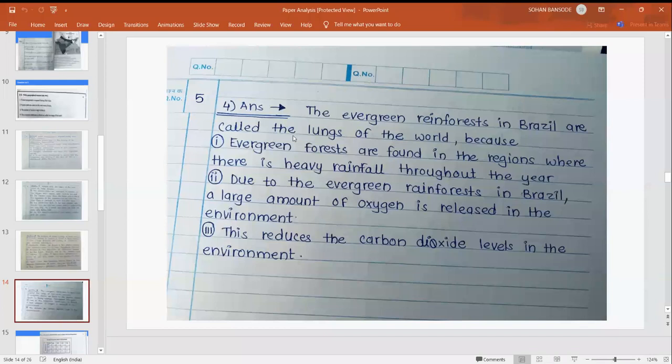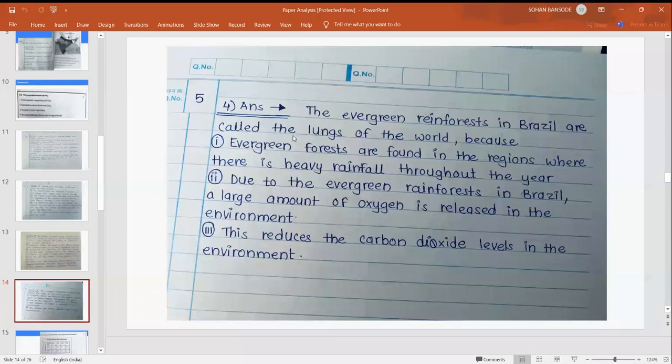Okay, so mark this question. This is a very important geographical reason. Almost every year it can be asked. Okay, so prepare for this answer.